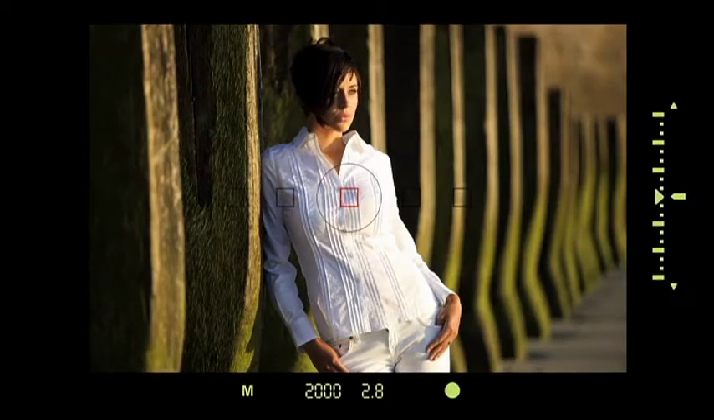A much more pleasing result occurs when we blur the background by using a large aperture. Now our model stands out from what was a busy background. To do this, I open the aperture to a larger size at f2.8. This let considerably more light through, so to keep the exposure correct, I selected a much faster shutter speed.